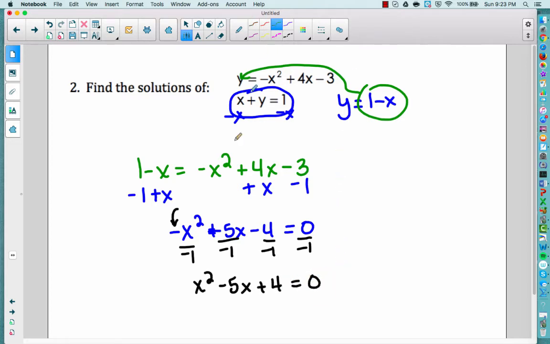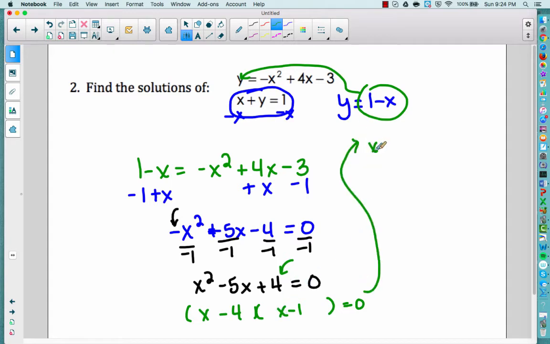Again, at this point, we're going to solve by factoring. So we factor. So I'm looking for the factors of 4 that add to 5, so minus 4 and minus 1, sorry. And those do add to a negative 5. So I set each one equal to 0. So x minus 4 equals 0 and x equals 4. x minus 1 equals 0 and x equals 1.